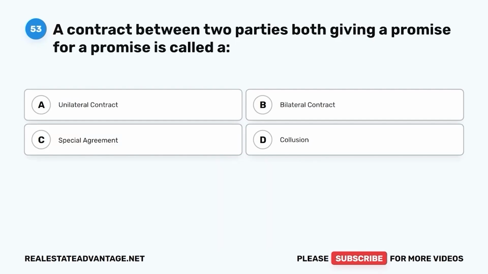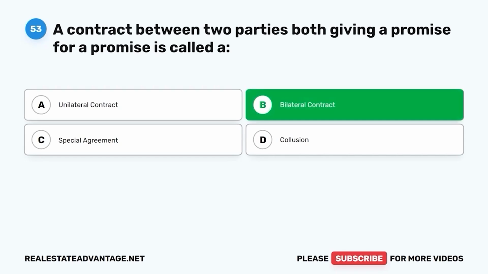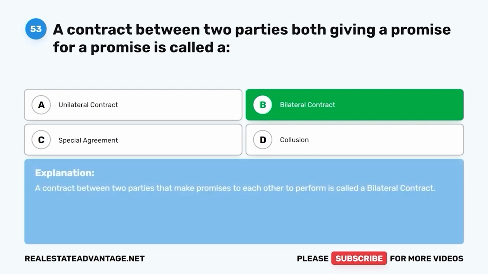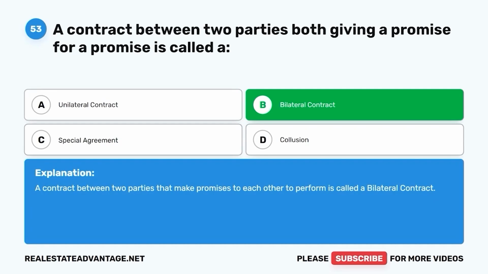Question 53. A contract between two parties, both giving a promise for a promise is called A, unilateral contract, B, bilateral contract, C, special agreement, D, collusion. The correct answer is B, bilateral contract. A contract between two parties that make promises to each other to perform is called a bilateral contract.